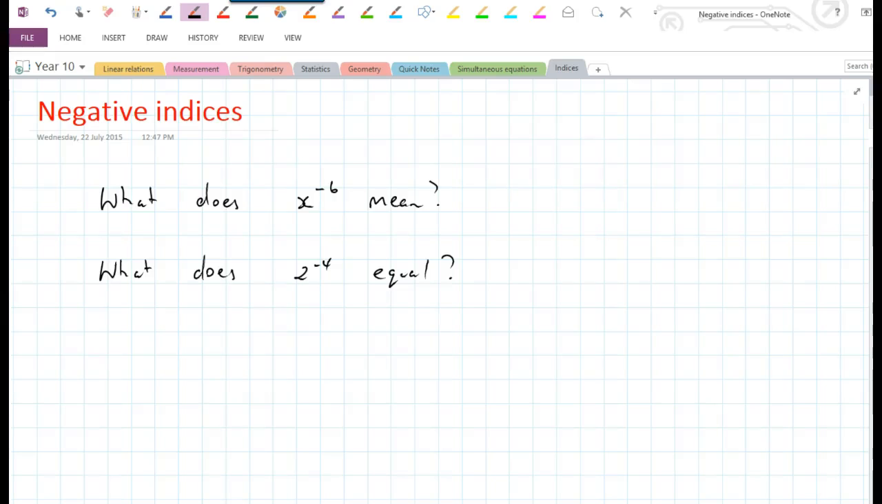Okay, we've been looking at indices, and it's time to move into the negative side of the index world. And so, a couple of questions on screen here. What does a negative power mean? We're pretty familiar with what positive powers mean. I mean, it's quite intuitive.